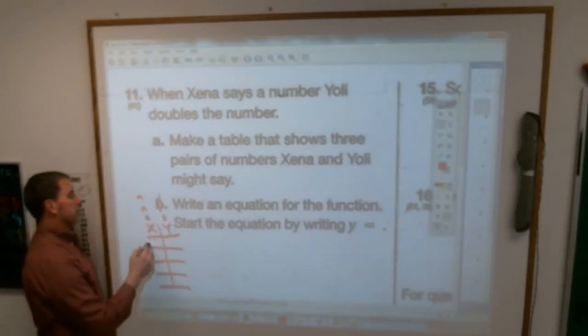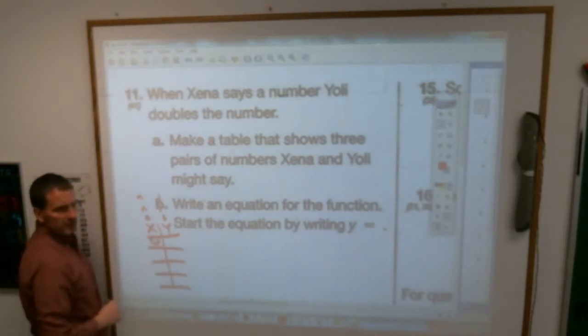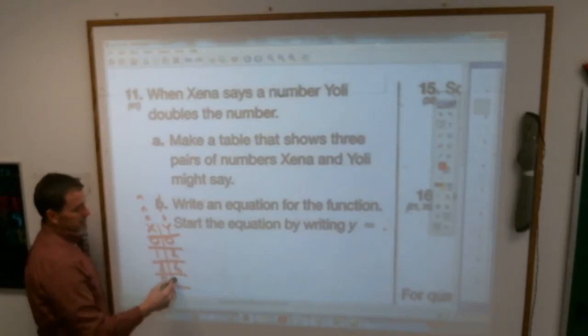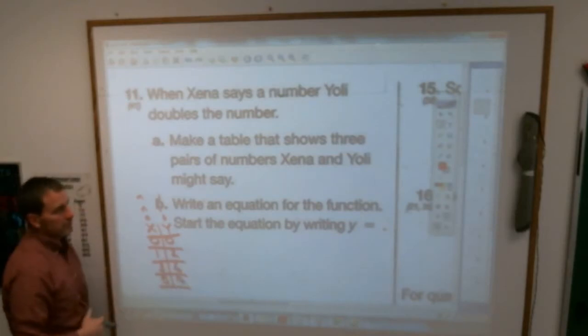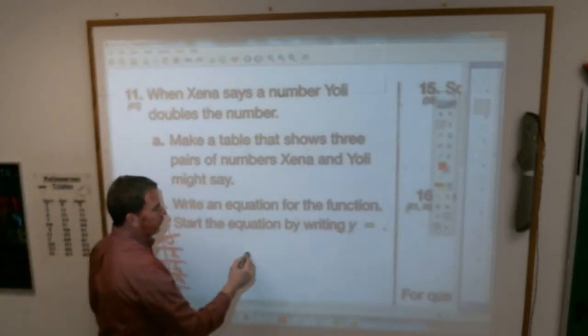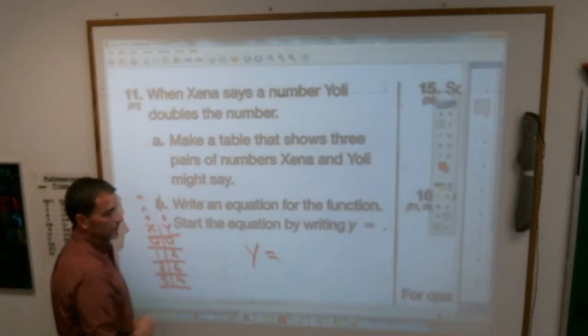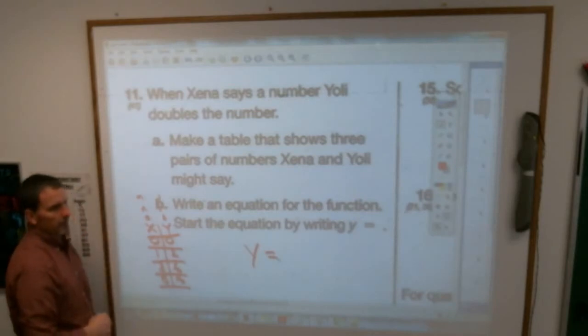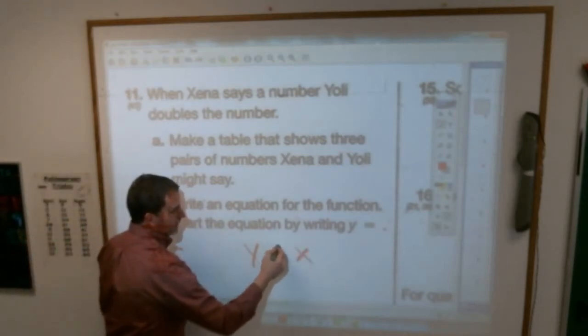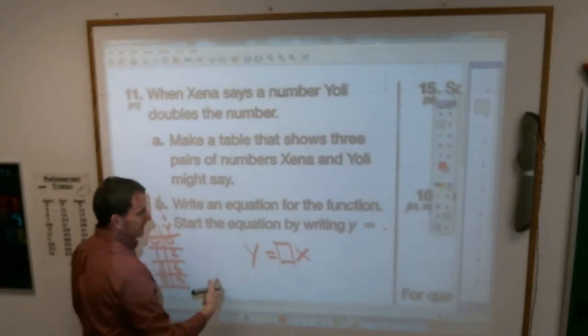If Zena says 0, if you double 0, what do you get? 0. If you put a 1 there and double it, you get. If you put a 3 there, you get. If you put an 8 there, you get 16. So there's your table. Write an equation, start the equation with y. y equals. Okay? And here's where you get mixed up. You're thinking division, but you have to have an x here. What are you doing to x every time to get y?